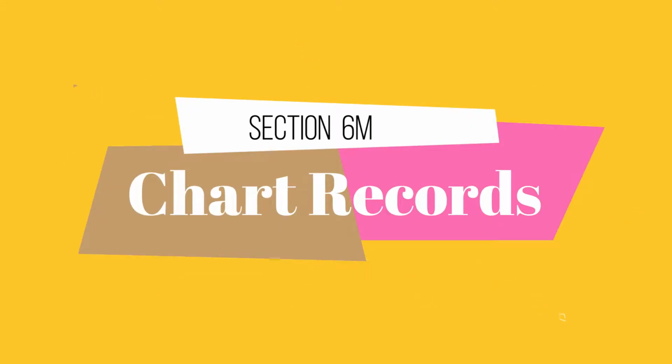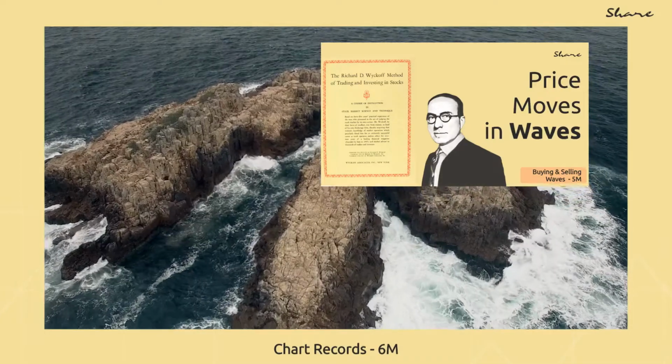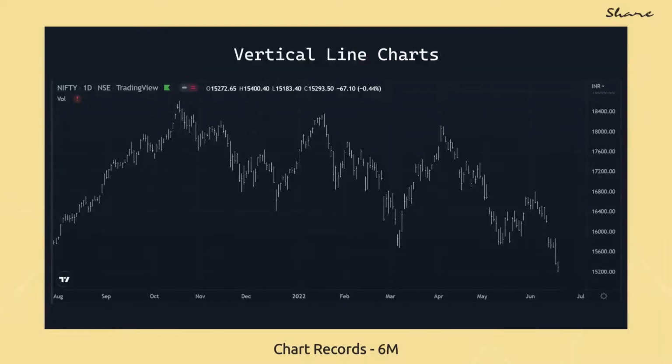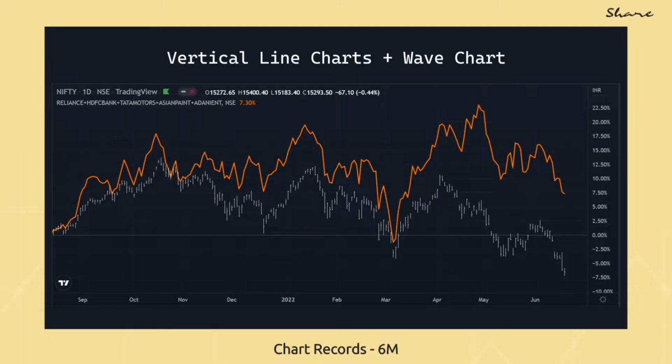Chart Records, Section 6M. For the purpose of studying buying and selling waves referred to in the previous chart, we require a trend chart or vertical chart of some representative general market average, such as broad market indices like Nifty 50, along with the wave chart. Our trend chart of the general market average is the medium through which we are enabled to study the larger waves of the market.